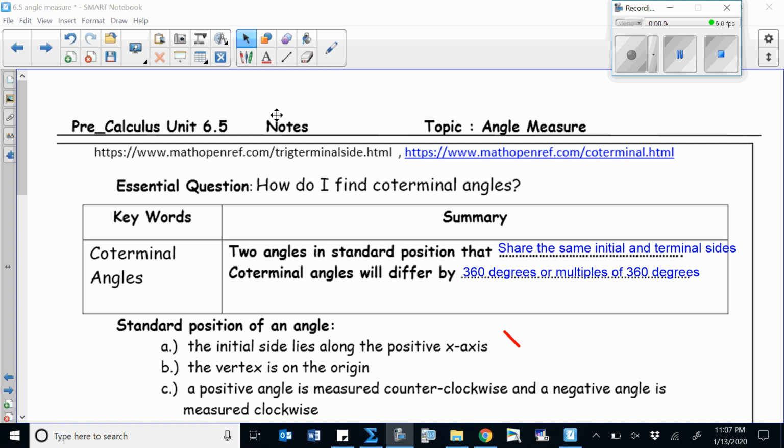Hi everyone, today I'm going to talk about angle measures. First of all, I'm going to introduce angles, then we'll talk about the measures.